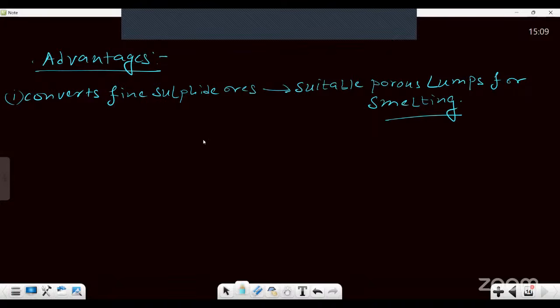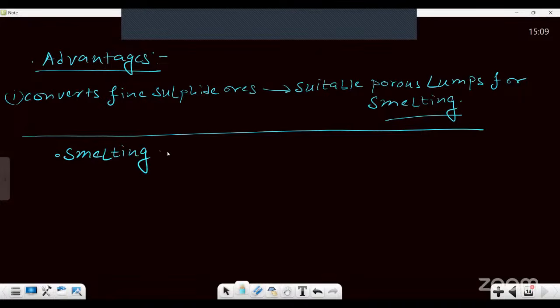Now, apart from that, after this, what we should talk about is smelting. Smelting is a very, very important pyrometallurgical process. So what is smelting? It is a pyrometallurgical process in which a metal is extracted in molten form from its oxide or other compound by reducing it with some suitable reducing agent such as CO or H2, usually at high temperature.